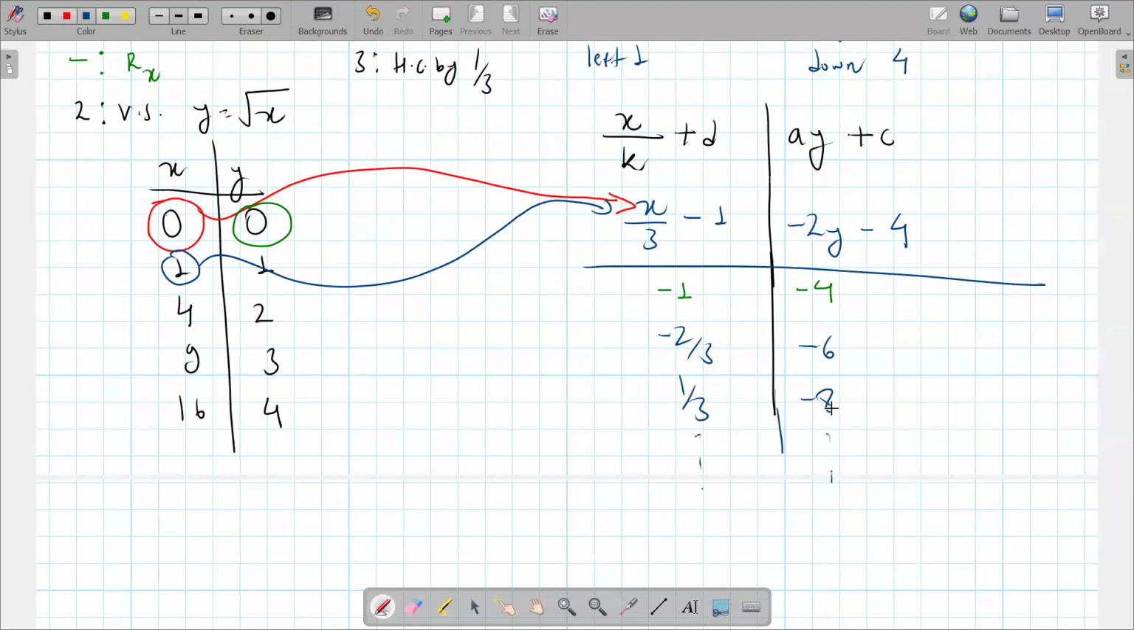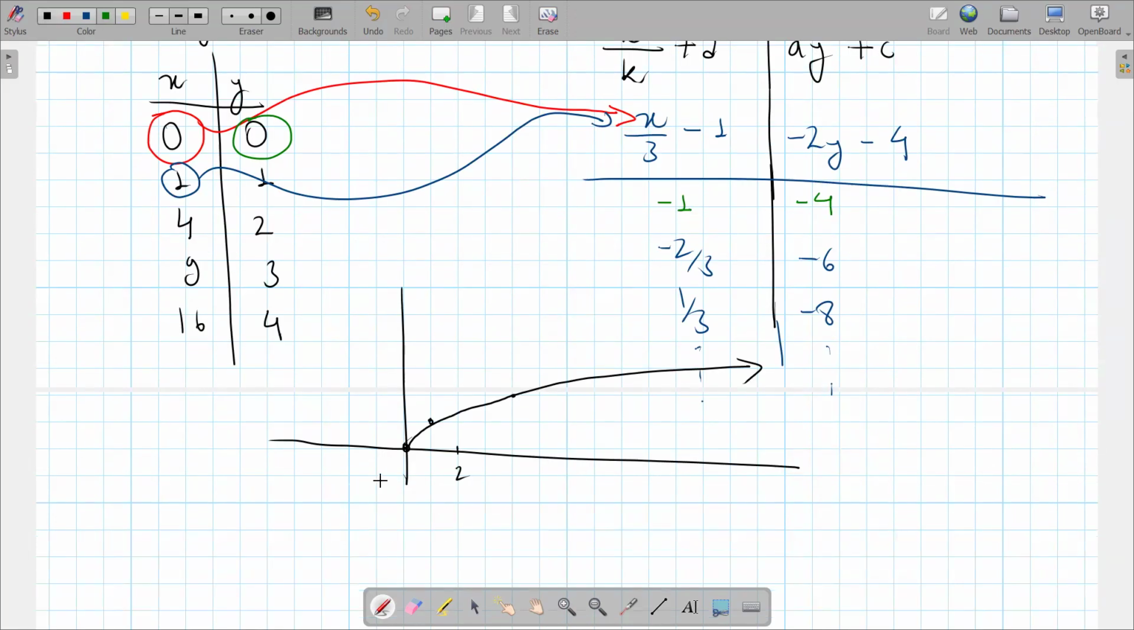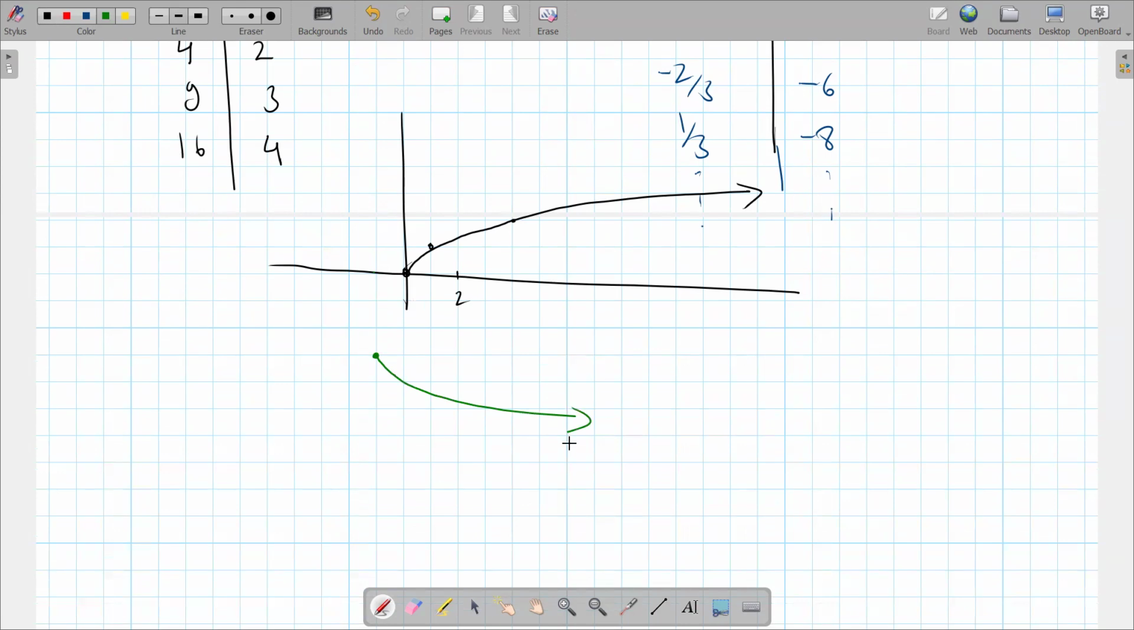And for the final step, we are just gonna make a sketch of the original function. So 0, 0, 1, 1, 2, 3, 4, 2. So this is the original function root x. Now our transform function starts at -1 and -4. So -1, 2, 3, 4 starts here. Negative 2/3, negative 6. So it goes down this way. And there we go. We're done with this question.